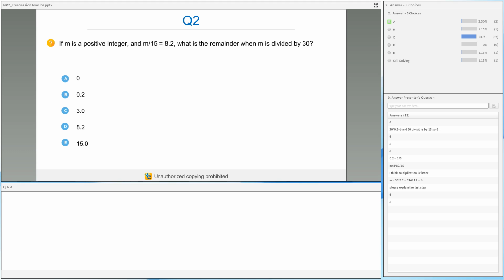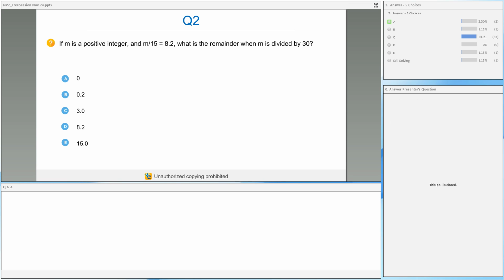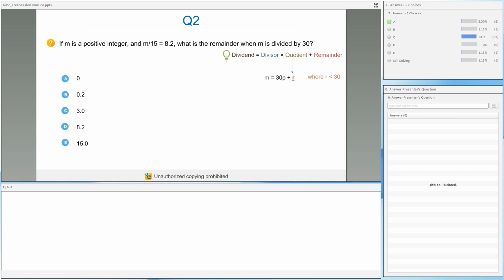Before going on, I can see one of you says that multiplication is faster in this question. Let me make this very clear. Yes, you can use both methods. It's totally up to you what you're comfortable with. In this question also, you are more than welcome to multiply 15 into 8.2, find out the value and divide by 30. That's absolutely okay to do if you want to.